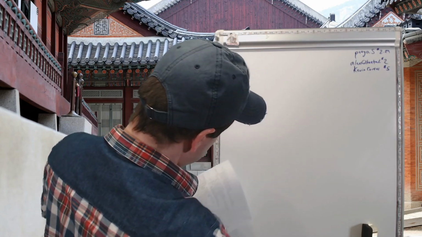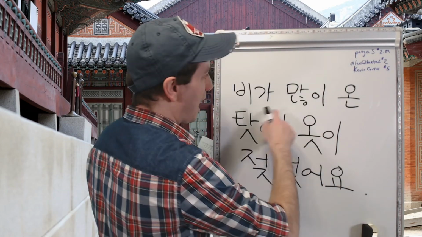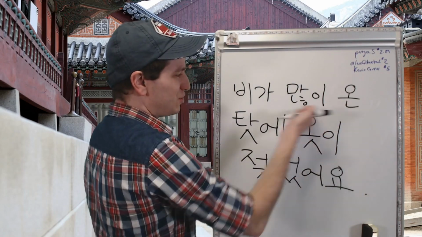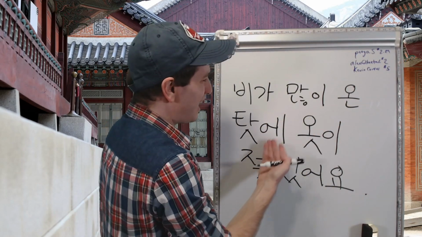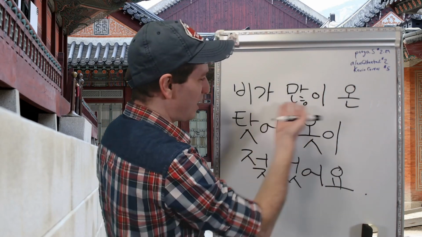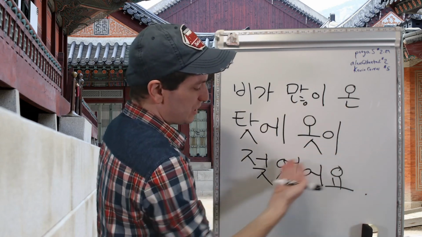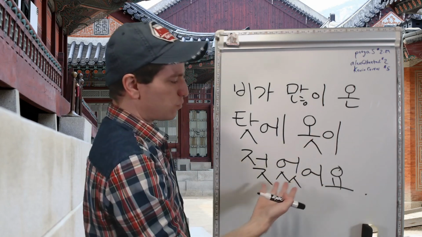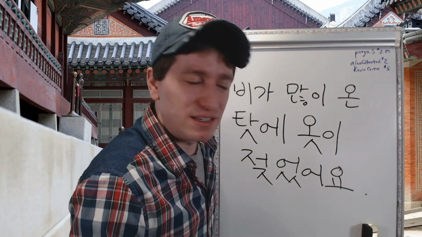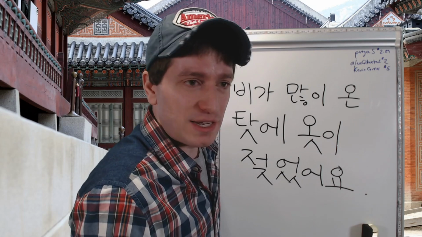So here's our next example. 비가 많이 온 탓에, due to, because of, the fault lies with it raining a lot. Because it rained a lot. 옷이 젖었어요. 비가 많이 온 탓에 옷이 젖었어요. My clothes got wet because it rained a lot. The reason my clothes got wet is because it rained a lot.